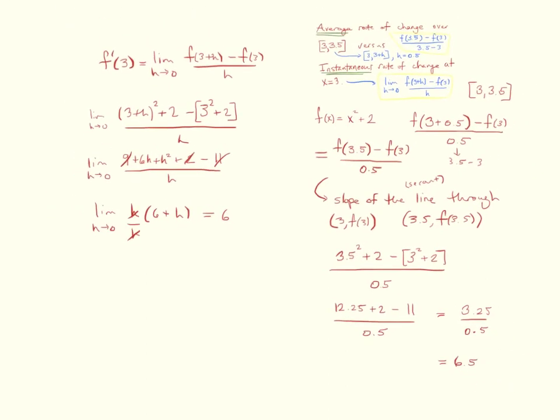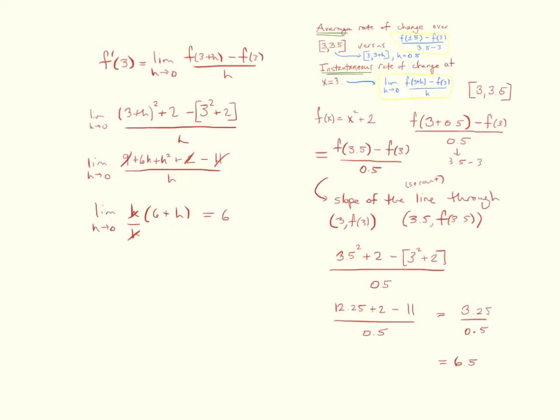Let's zoom back out and look at the whole thing all at once. We were asked to do the average rate of change. That means we actually plugged in the endpoints. There was no limit involved, and we got a number, and that number was 6.5. Then when I took the limit, I actually got 6. It's a little bit different from 6.5. I'm just going to draw a picture quickly of what's happening here.